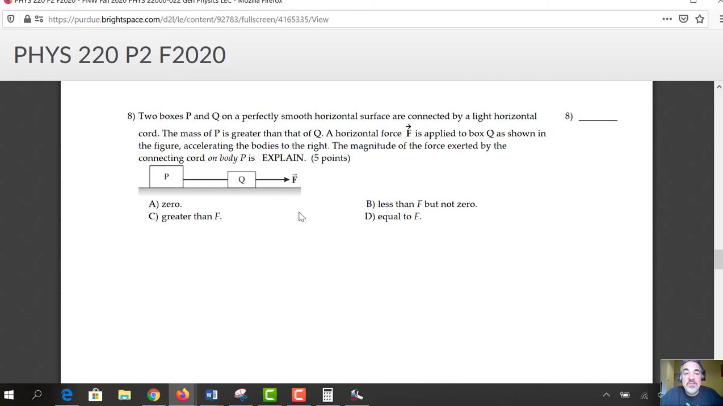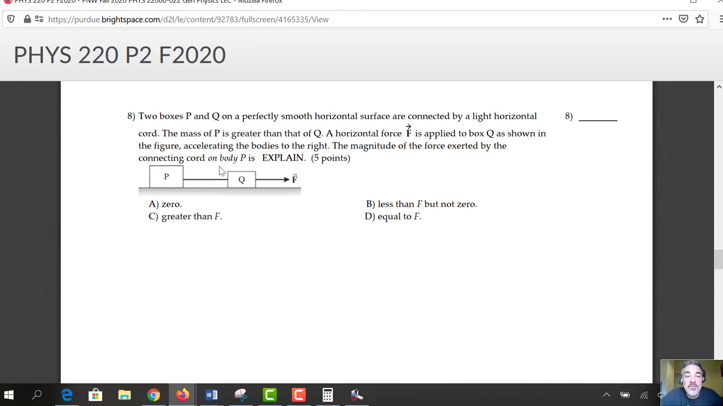The magnitude of the force exerted by the connecting cord on body P is, okay, 0, greater than F, less than F, or equal to F. Yeah, sometimes you've got to read these a few times.